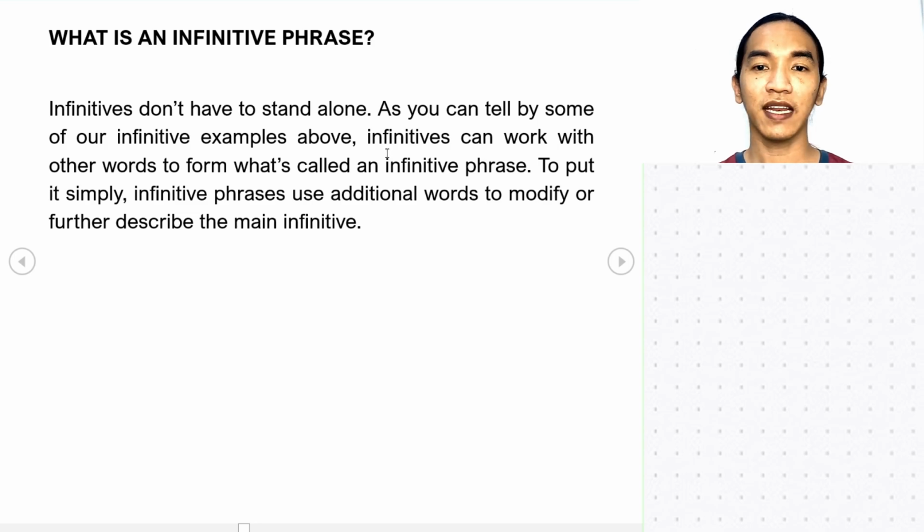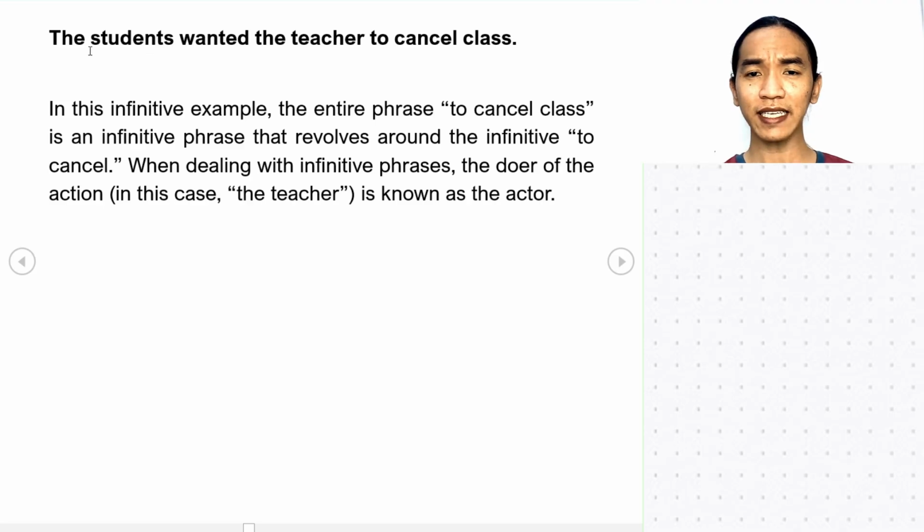Next one. What is an infinitive phrase? Infinitives don't have to stand alone. As you can tell by some of our infinitive examples above, infinitives can work with other words to form what's called an infinitive phrase. To put it simply, infinitive phrases use additional words to modify or further describe the main infinitive. Now, let's see this example. The students wanted the teacher to cancel class.